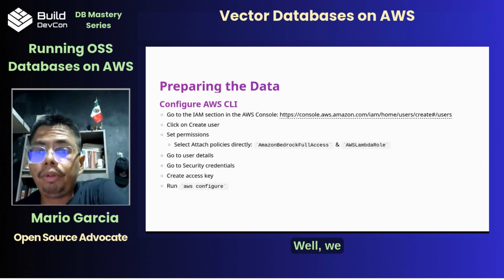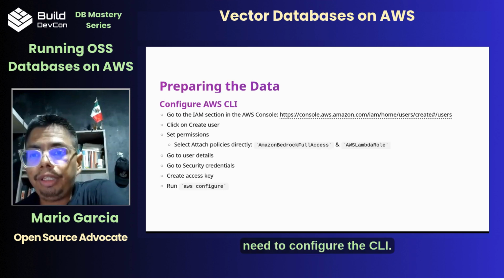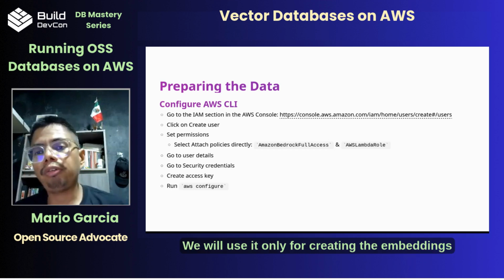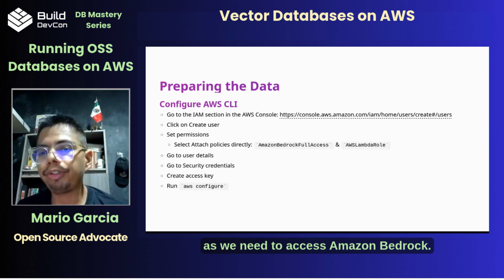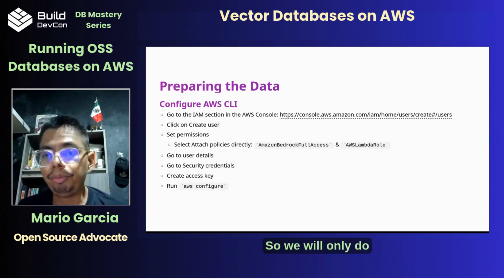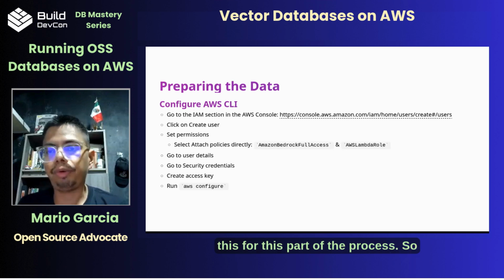Well, we need to configure the CLI. We will use it only for creating the embeddings, as we need to access Amazon Bedrock. So we will only do this for this part of the process.